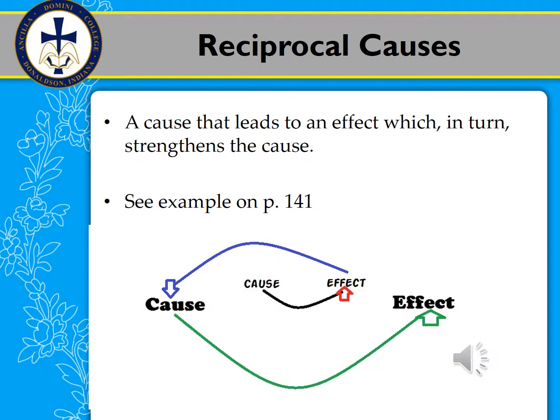But basically, when we're talking about a cause and effect type of relationship, a reciprocal cause is when a cause leads to an effect, which in turn strengthens the cause. So, for example, by creating science internships for college women, that might encourage more women to become scientists, who then sponsor more internships, creating yet more female scientists.